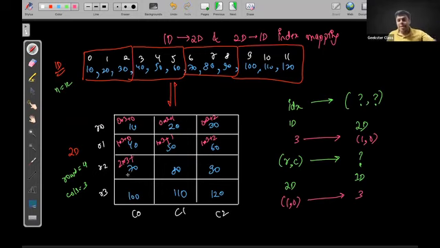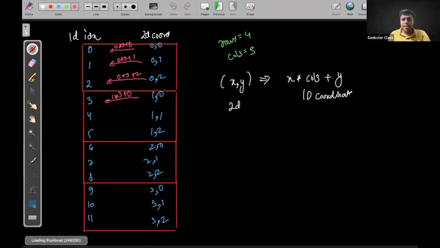Plus, how many elements in the same column? How many elements did we skip in our column? 0 elements. So 2 into 3 plus 0. So the row, the x coordinate, into the number of columns plus the y coordinate. X coordinate into number of columns plus y coordinate. Is this formula clear?